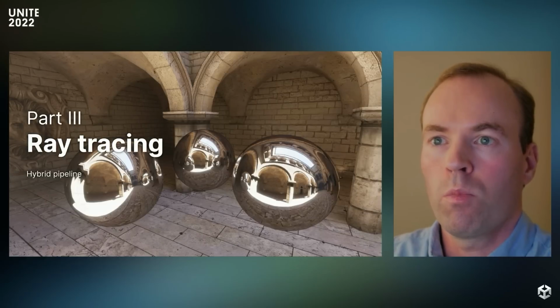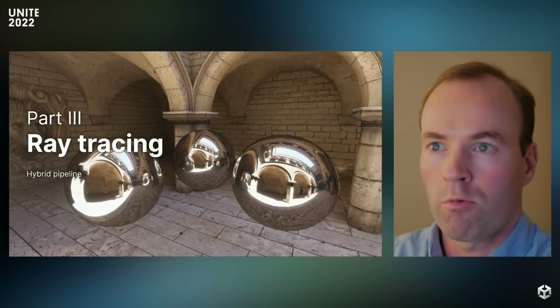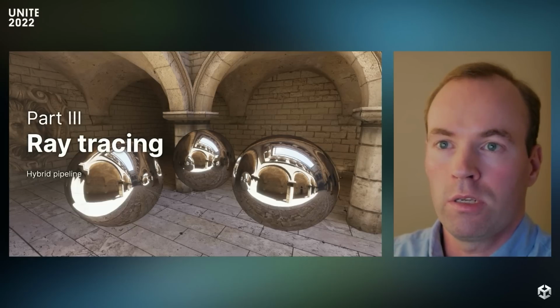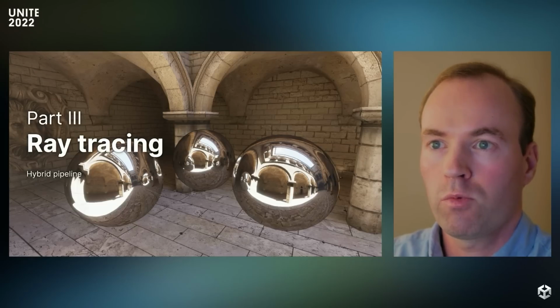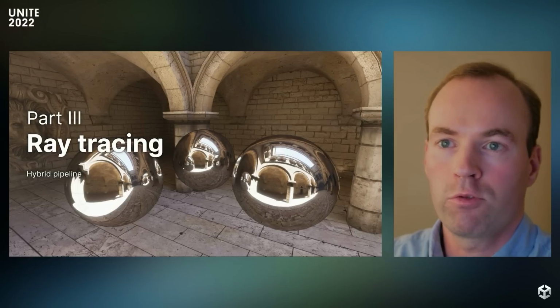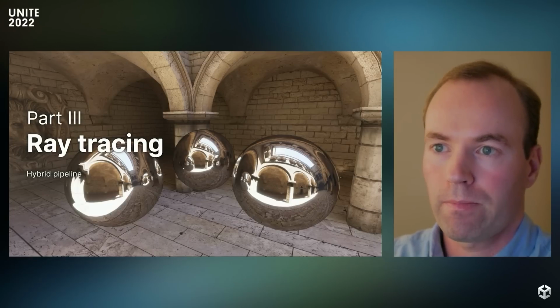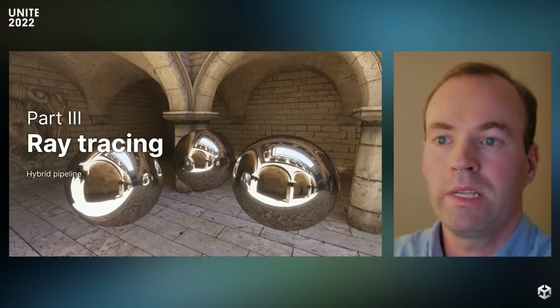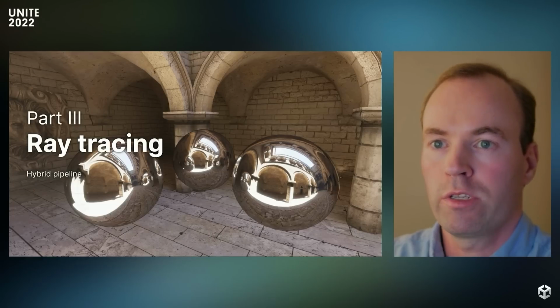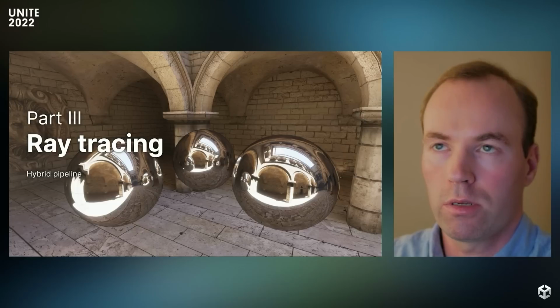Now that we've covered most rasterized techniques, let's look into ray tracing. The render pipeline still uses rasterization techniques for the rendering, but we can replace certain inputs by their ray trace counterparts. That's why we call it a hybrid pipeline. HDRP offers many ray traced effects, but for this presentation we will focus on ray trace reflections and ray trace global illumination.